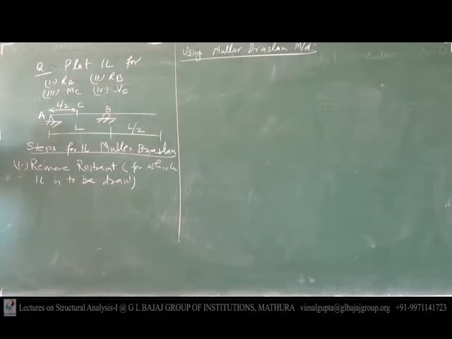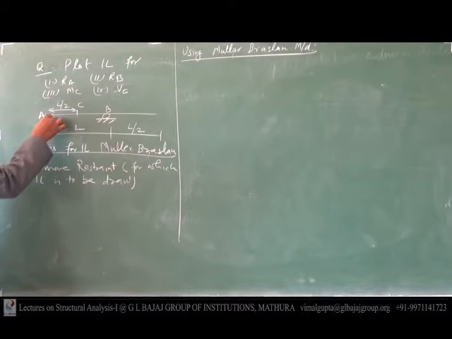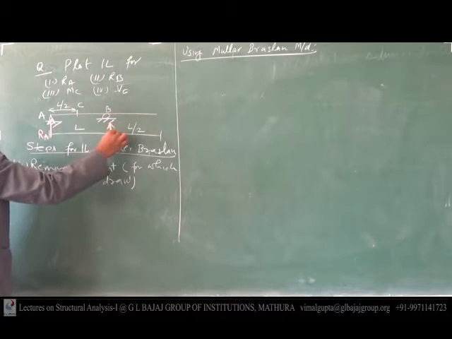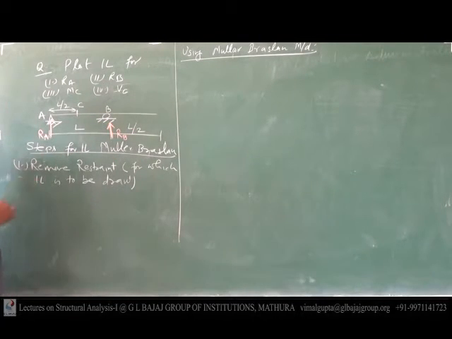So for this question, it's an overhanging beam simply supported at A, roller supported at B. You have to plot the IL for RA and RB, the vertical reactions. C is the midpoint of segment AB.